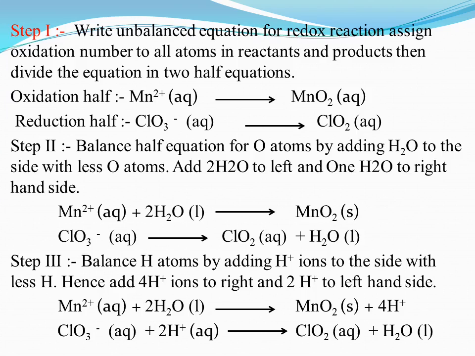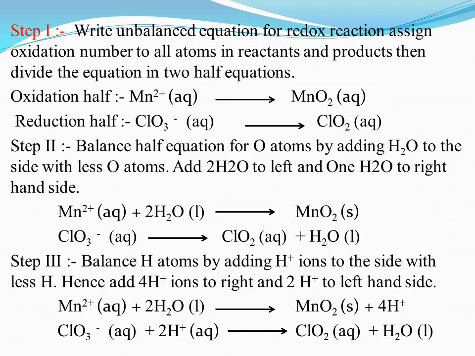So the oxidation half equation becomes Mn2+ gives MnO2. Reduction half reaction is ClO3- gives ClO2. In step second, balance the half equations for oxygen atoms by adding H2O to the side with fewer oxygen atoms. Add 2 H2O to the left hand side and 1 H2O to the right hand side. So the half reactions become Mn2+ plus 2H2O gives MnO2, and ClO3- gives ClO2 plus H2O.